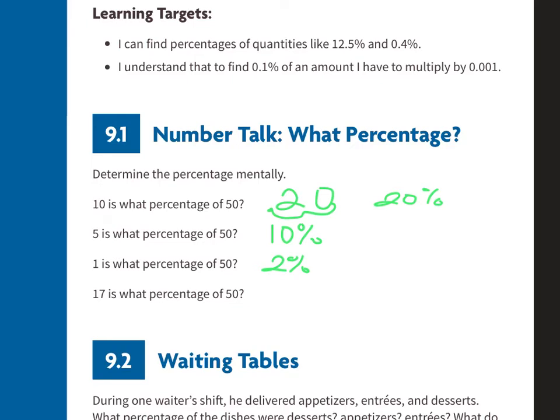And 17 is what percentage of 50? So 17, I guess you could go 10 plus 20 plus 10 is 30. 30 plus, so it would be 1 ten, 1 five, and 2 ones. So 20 plus 10 is 30, 30 plus 2 is 32, and 32 plus 2 more is 34%. Okay? So that's what they wanted you to do there.